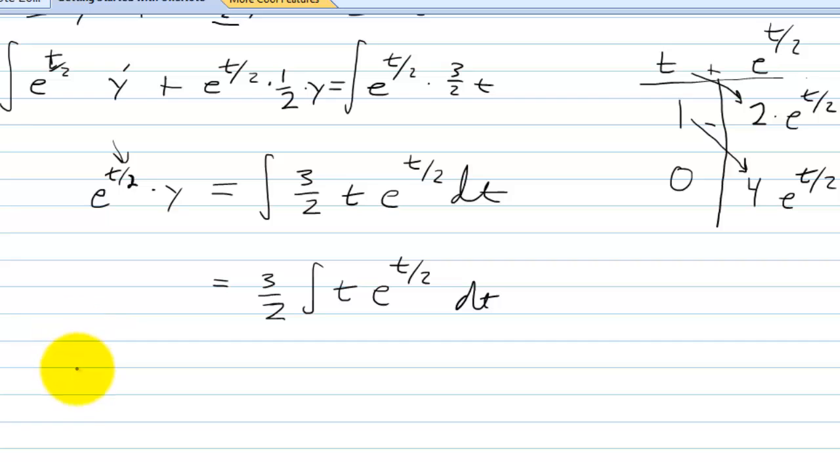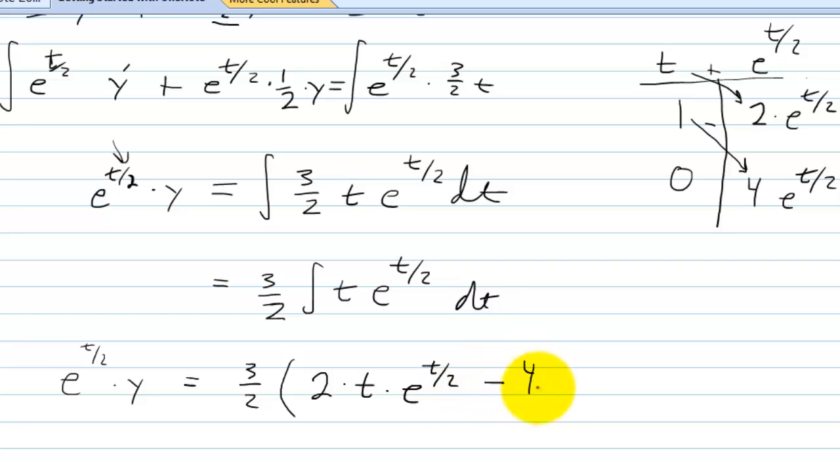So we're going to rewrite this out. We're going to get e to the t divided by 2 times y is equal to 3/2. And now you're going to write t times 2 e to the t divided by 2. That's going to be positive, so it's going to be 2 times t times e to the t divided by 2. Next one, it's going to be a negative, so it's negative 1 times 4 e to the t divided by 2. So it's going to get negative 4 e to the t divided by 2. Now let's not forget to add the plus c at the end.